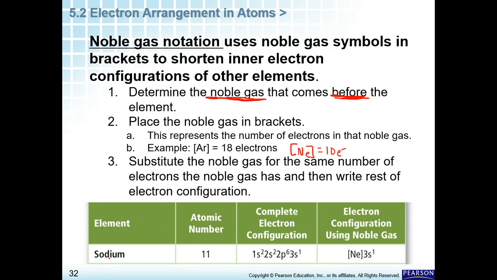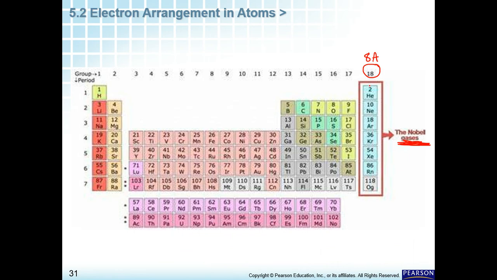So let's look at the example of sodium. Sodium's element symbol is Na, and its atomic number is 11. If we were to write out the complete electron configuration, we would write 1s2, 2s2, 2p6, and 3s1. However, in order to write it in noble gas notation, you have to look to see what noble gas is less than 11. It cannot be greater than 11. So we're going to look back here, and the closest noble gas to 11 that doesn't go over is neon, which is 10.